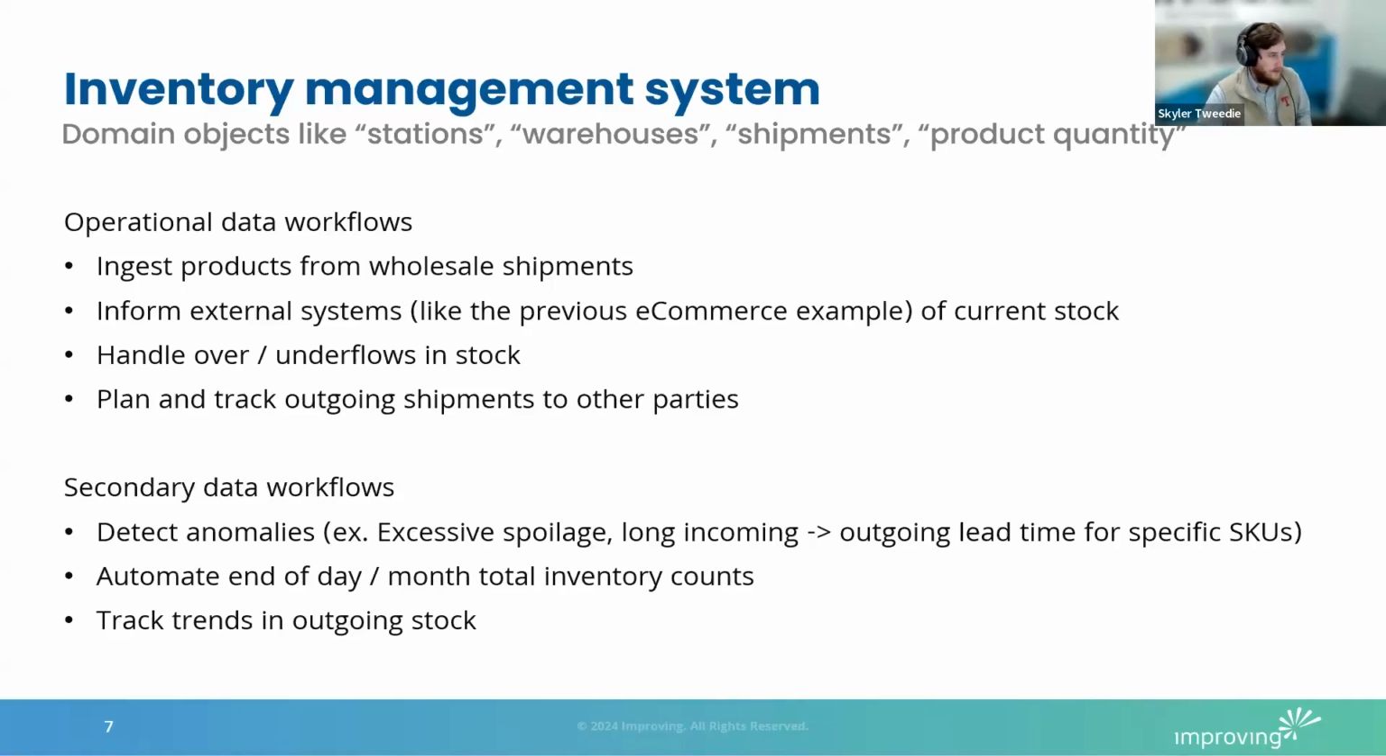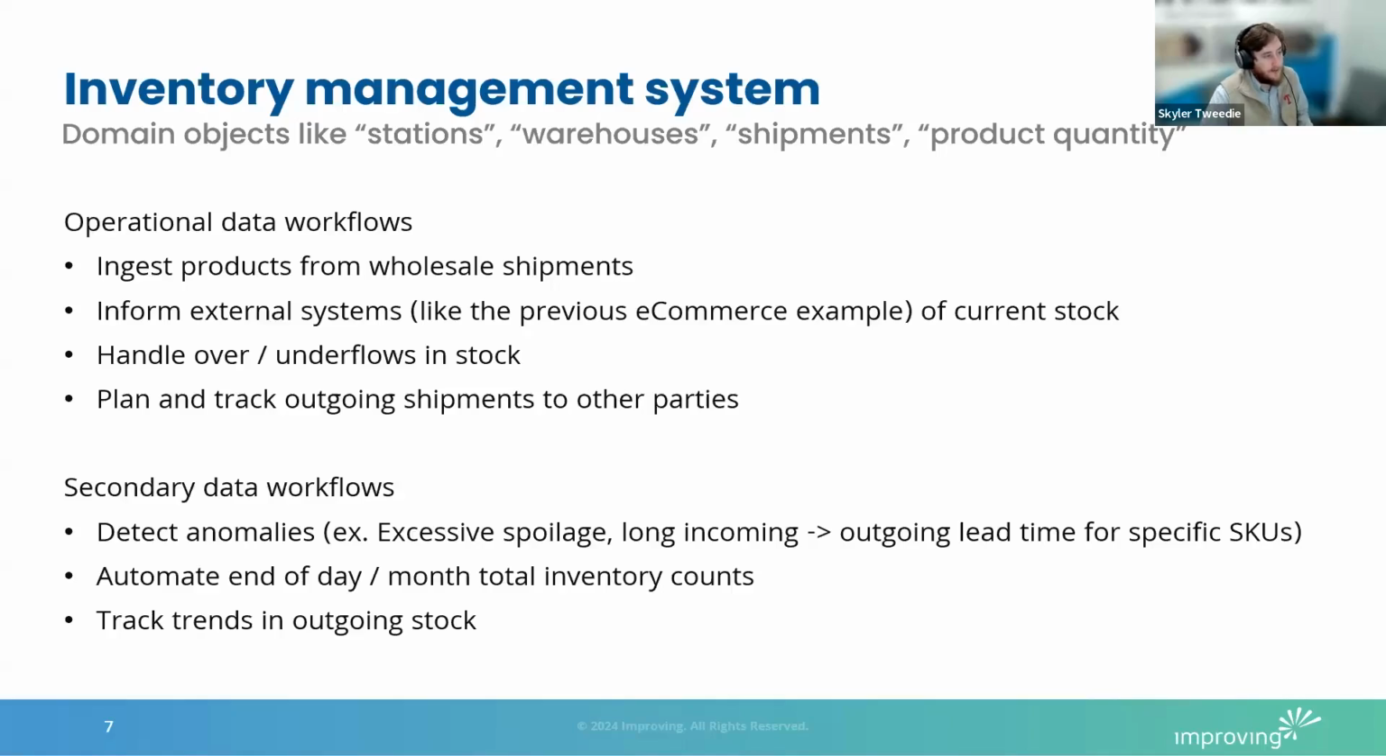Secondary data workflows, for example, might be detecting anomalies, excessive spoilage, or maybe a specific SKU taking a long time to ship from A to B for whatever reason. Maybe there are not enough refrigerated trucks, so we need to increase the number of refrigerated trucks in our fleet. These are just example analytics or insights you can pull from it.